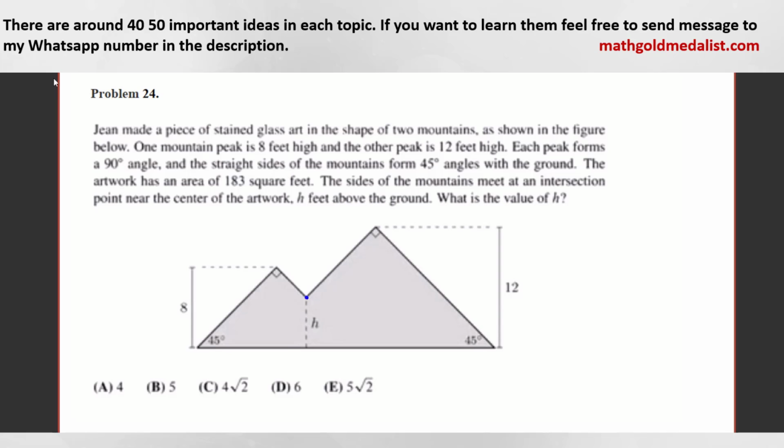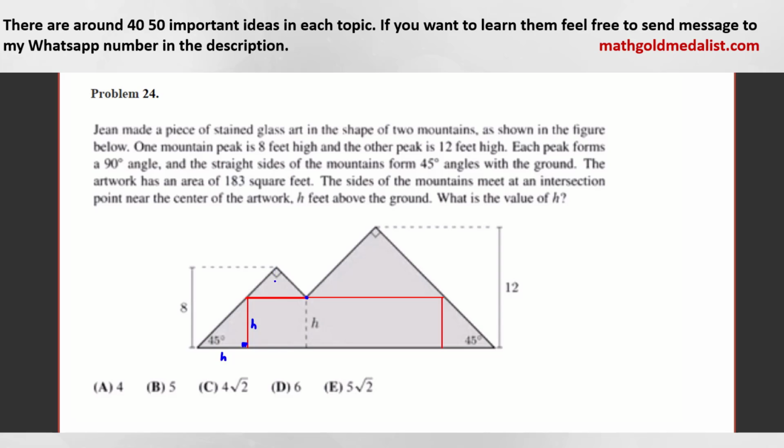Okay, so here we can split this into smaller parts. Now let me minimize this. So we have these triangles, 4 triangles, 1, 2, 3, 4, and one rectangle here. So let's calculate the area in terms of h. It is h, because it is 90 degrees and 45, so it is an isosceles right triangle.